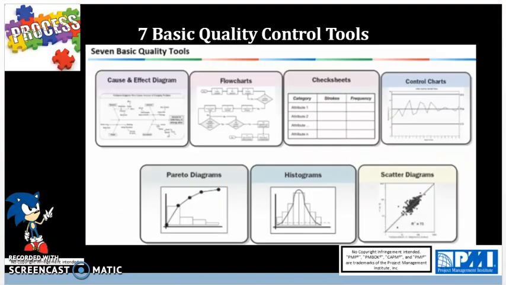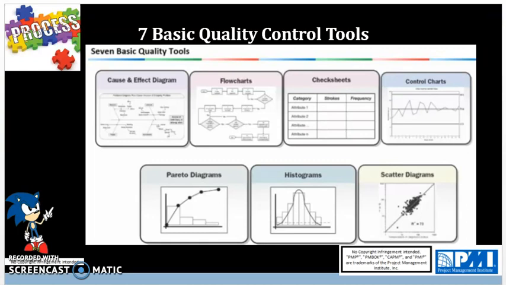Now this slide here shows the 7 basic quality control tools. I can't emphasize enough how important it is to understand what these are, so I'll go over them one more time. Cause and effect diagram is also known as a fishbone diagram or root cause analysis diagram or Ishikawa diagram. Basically, you're taking the effect and going back looking for the primary and secondary causes for that effect. Flowcharts are useful because you're going to look at the process as a whole and see where the bottlenecks and gaps are and improve upon those.